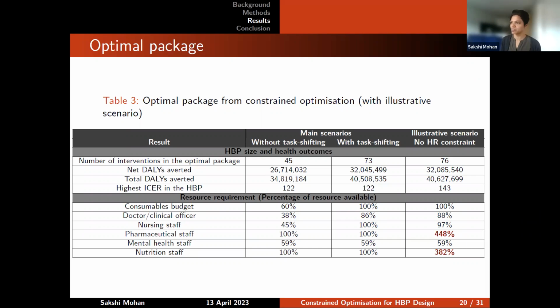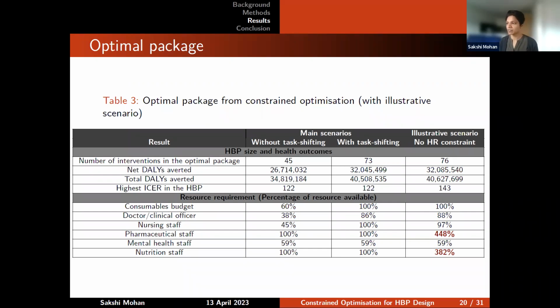So the consumables budget is exhausted here, and it's 100%. But then we just try to estimate, okay, for this package of 76 interventions, what are the health workforce requirements? Unsurprisingly, we haven't accounted for these health workforce constraints in coming up with this package. The requirements of pharmaceutical staff as well as nutrition staff is much higher. And again, we're not accounting for task shifting here.